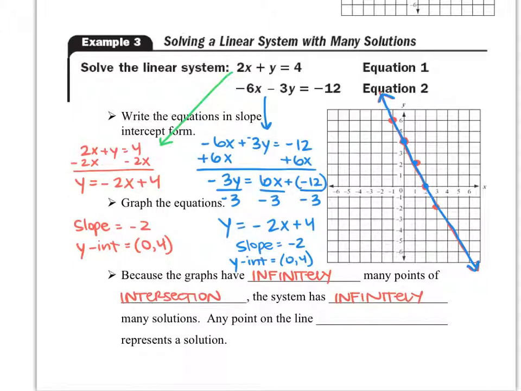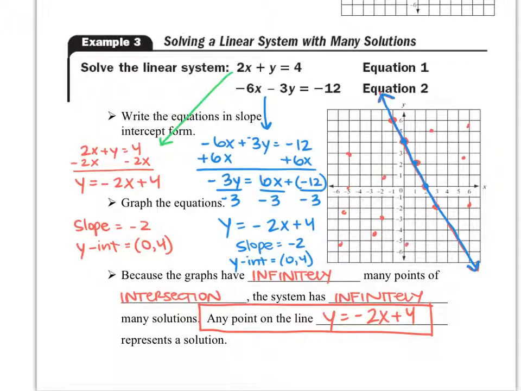In fact, as we look at the graph, any of these points that are not on the line would not be solutions. So there's lots of things that aren't solutions, but there are an infinite amount of things that are solutions. And so the way we write our answer is that it is any point on the line y equals, in this case, negative 2x plus 4. And when you're writing your answer in your homework, that's what you need to say. It is any point on the line y equals negative 2x plus 4.